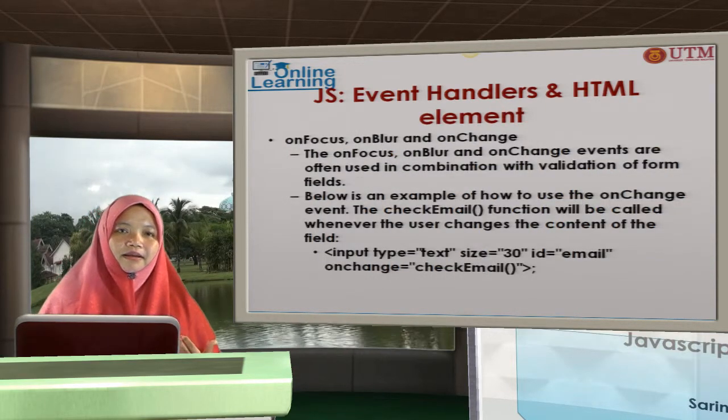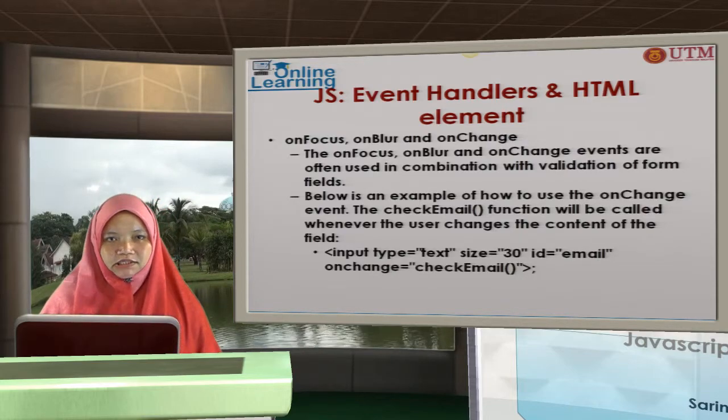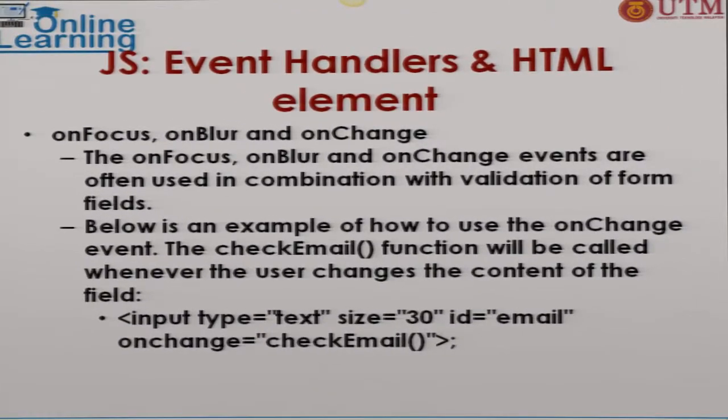Other implementations you can also use are on focus, on blur, and on change for your HTML elements. You normally use them in combination with validation of form fields. For example, how can you use onchange events, especially to check an email function?